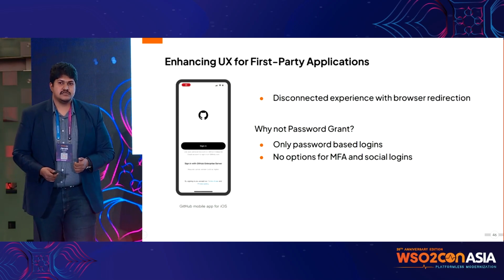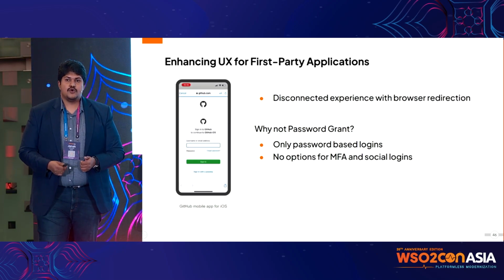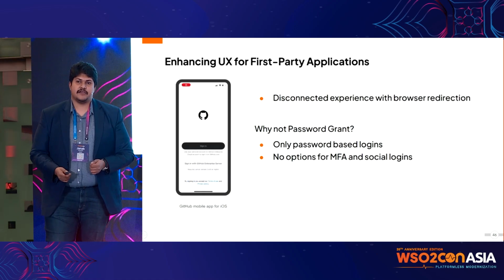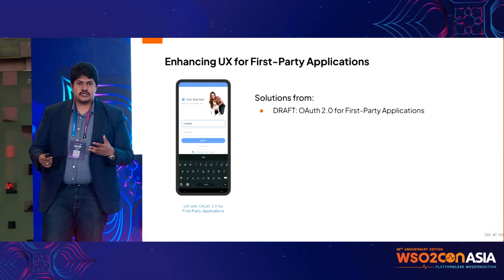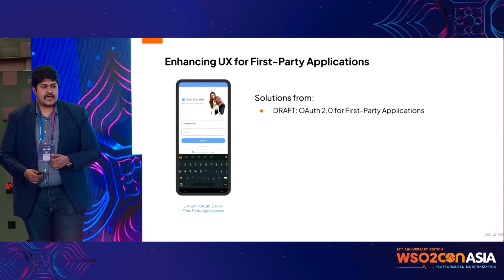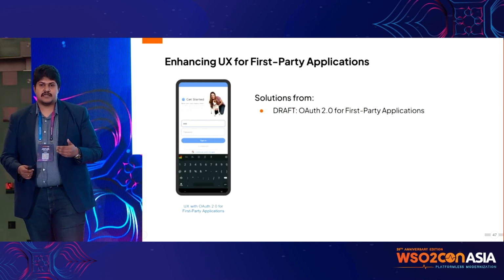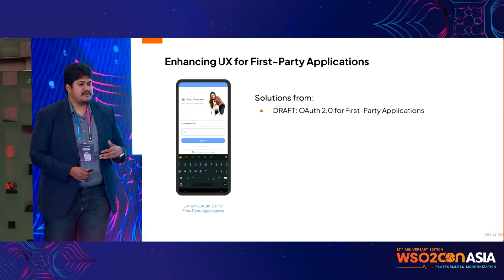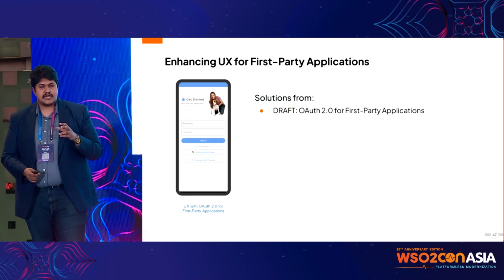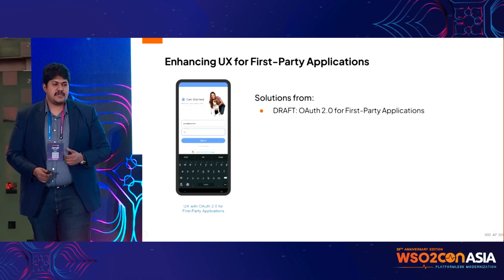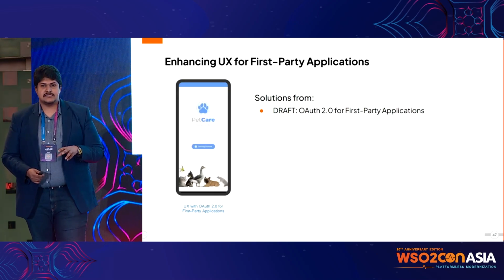Of course, you can use the password grant, but then it's only password-based authentication. What if you need to incorporate MFA right now? So you're going to fall into trouble. So again, the OAuth community has identified the need for this, and there's an early draft right now called OAuth 2.0 for First-Party Applications. We ourselves have implemented a version of this draft, and there's a screen that you're seeing which has a more integrated experience when you do the login. Now this is happening inside the application itself without a browser.